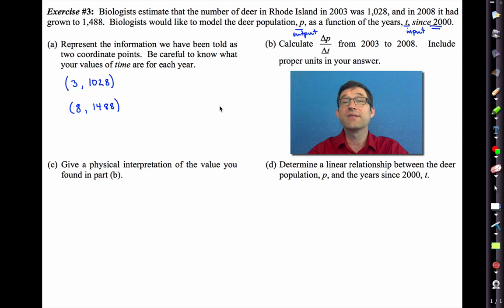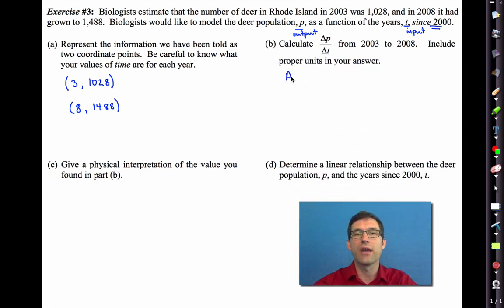All right, letter B says calculate delta P divided by delta T. In other words, the average rate of change, also known as the slope. And it says include units in the answer. Why don't you go ahead and do that? You've got the 2 points in A. Calculate that average rate of change. All right, let's do it.